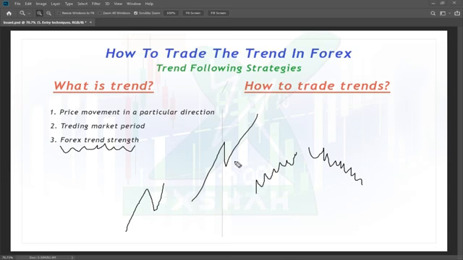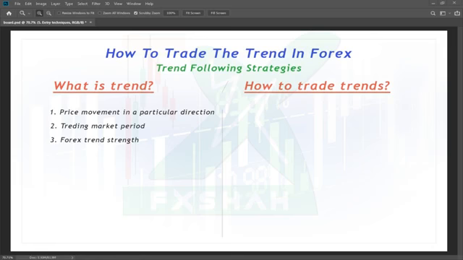So trends can look different, especially in the stock market. You will find choppy price action like this in US 30, S&P, and other indexes. You will find some trends like this, but in Forex, the majority of the time you will find big impulsive moves, right? So you can identify the price movement by its strength, right?